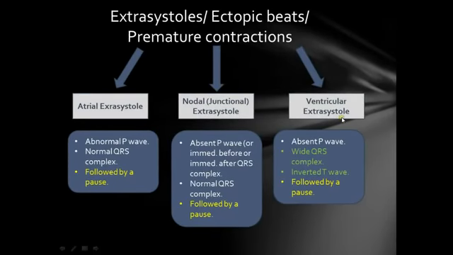The third and last category is ventricular extrasystole, and it's characterized by absent P wave, a wide QRS complex because it originates from the ventricles, so more than 3 small squares. It has an inverted T wave, and it's followed by a pause.